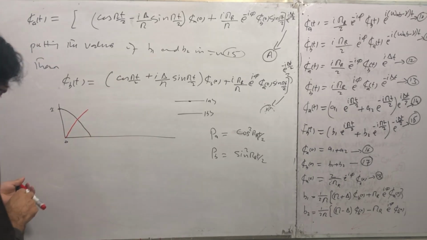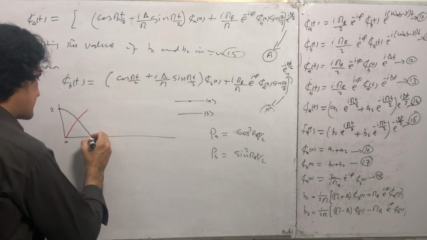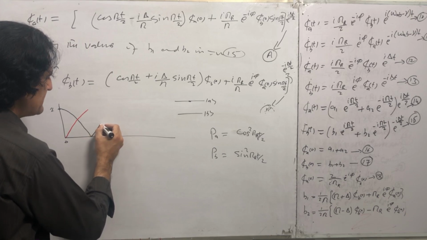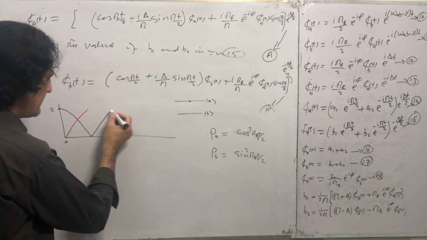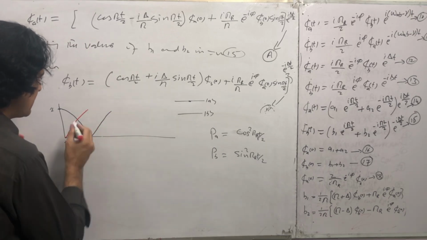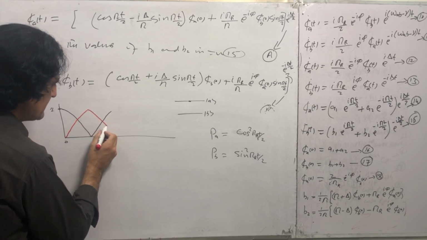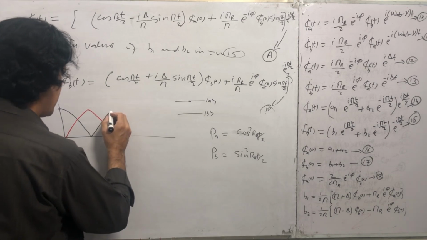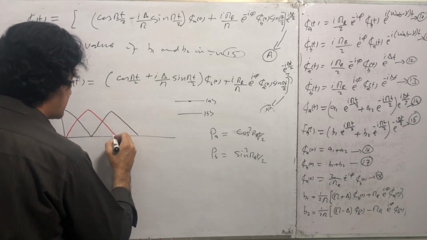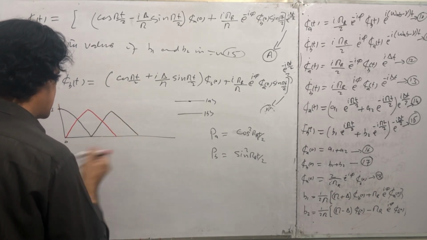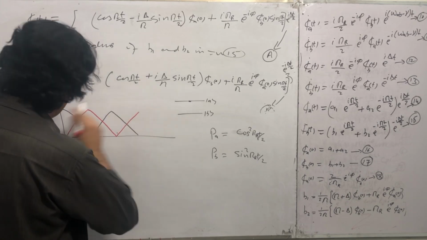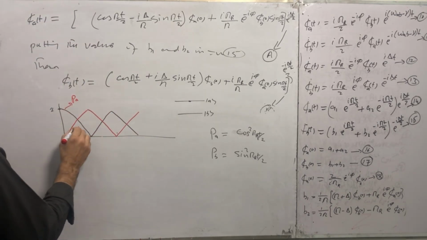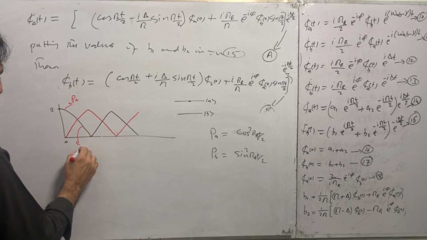And further, after some time the probability of state A increases and the probability of state B decreases. And this process is continuous. This and this. So this is actually the probability of A and this is the probability of B.